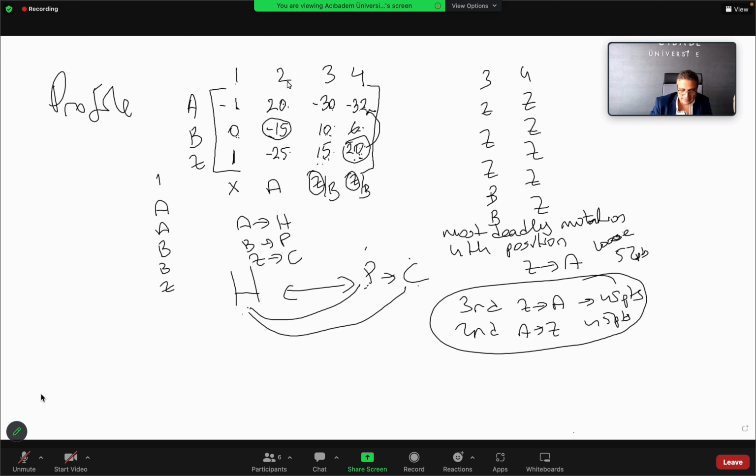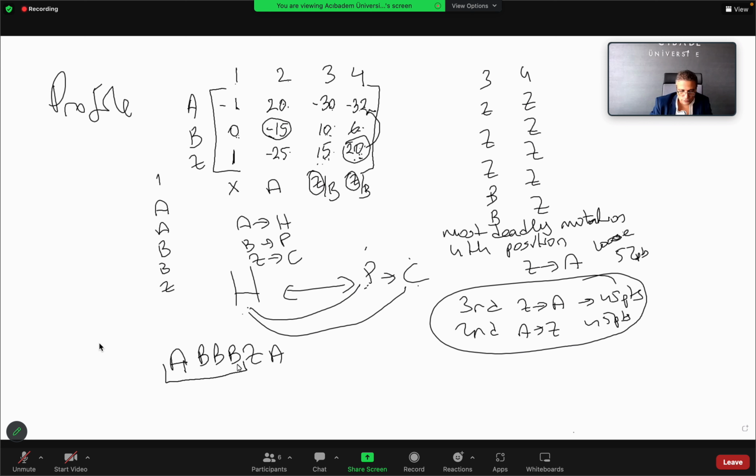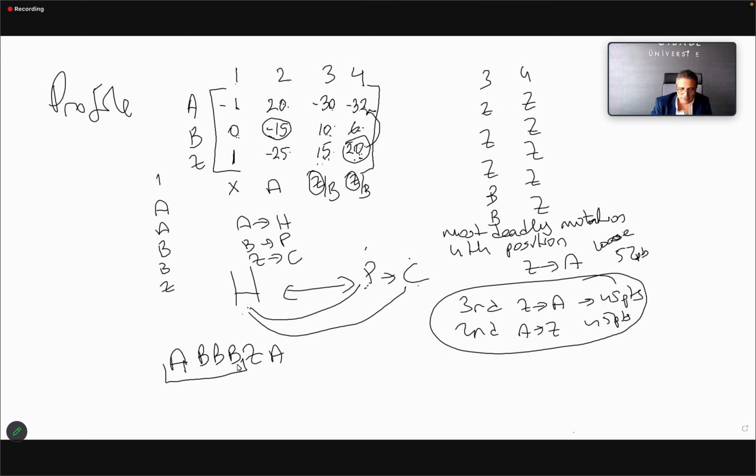if someone has this sequence, let's say this is the protein sequence, and this profile is the profile of the active site. So you're going to look for all the formers. The first former is ABBB. What's the score for that one? A at position 1, B at position 2, B at position 3, B at position 4. 1, -1, -15, 10, and 6. This has a score of 0.